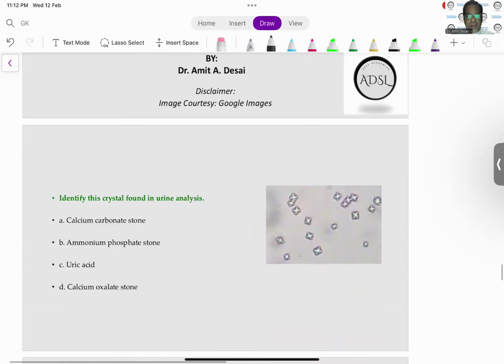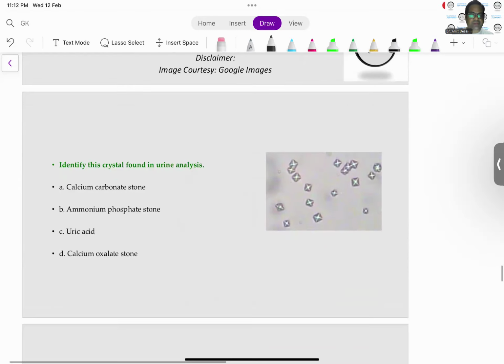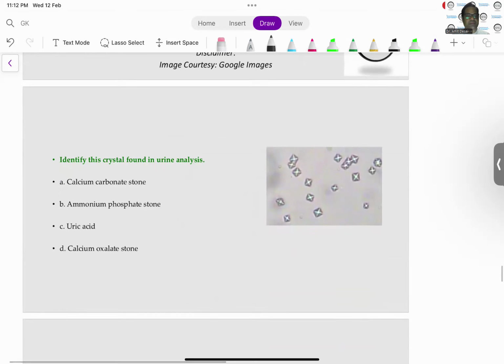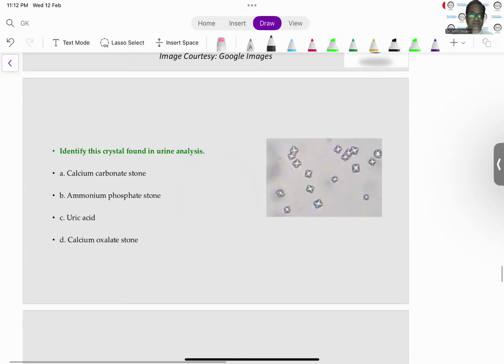So identify the crystals found in this urine analysis. All right. Identify the crystals that are found in this urine analysis. Now these crystals are basically envelope-shaped crystals, which you see in cases of calcium oxalate.